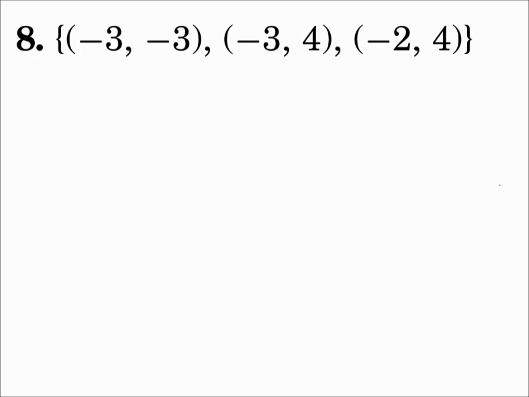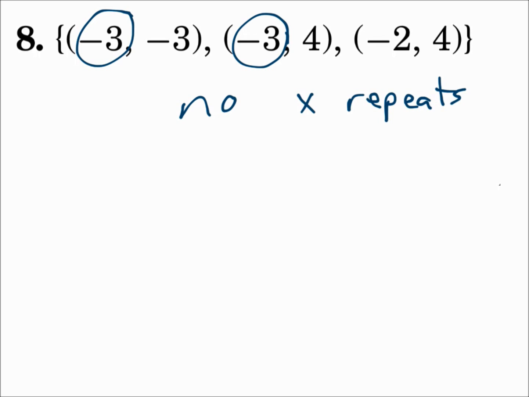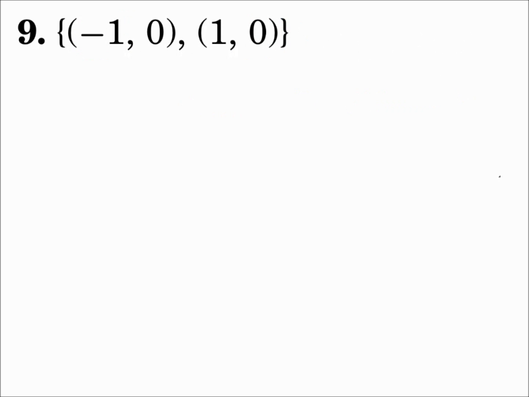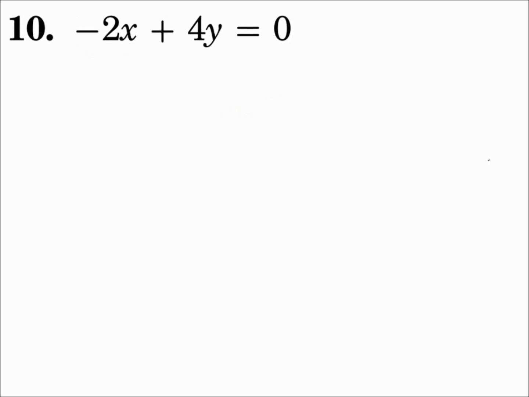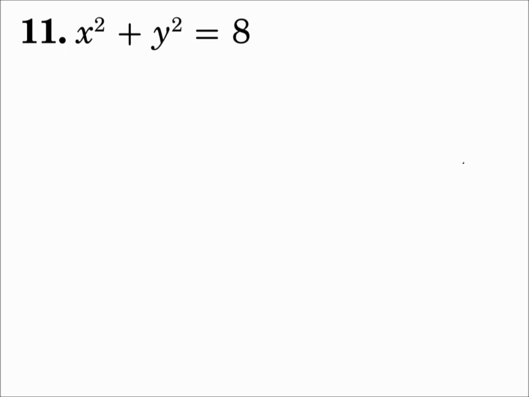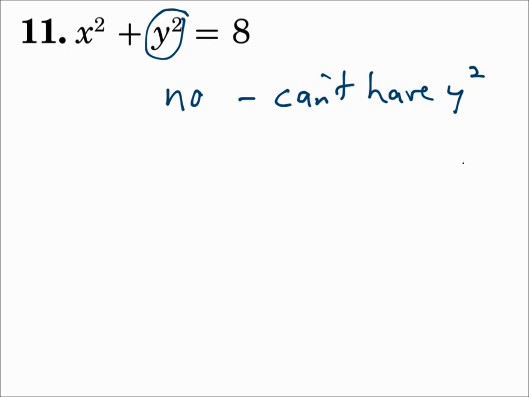For number 8, check the x values. Do they ever repeat? Yes, they do. -3 repeats. This is not a function. Number 9, the x values do not repeat. This is a function. Number 10, in an equation like this, check for a y squared. There is not a y squared, so this is a function. Number 11, does it have a y squared? Yes, it does. This is not a function.